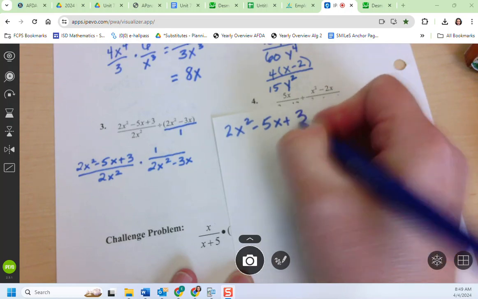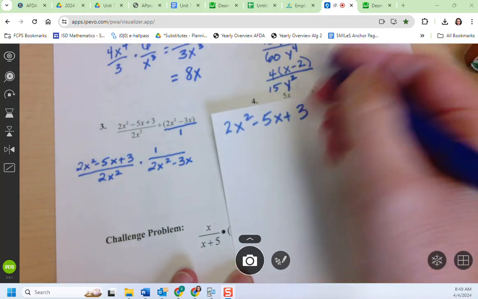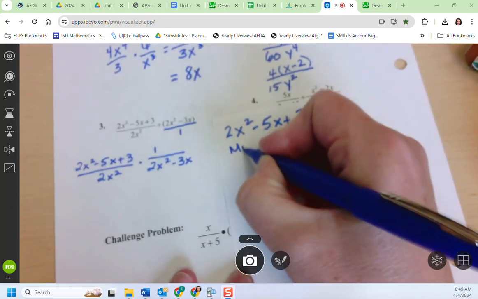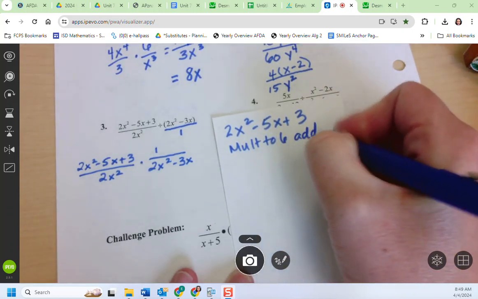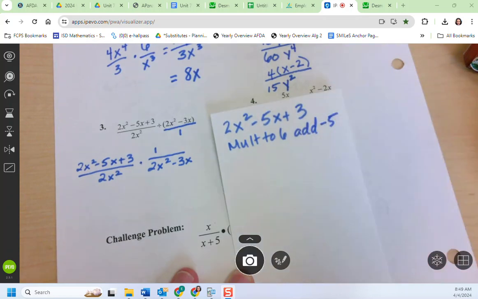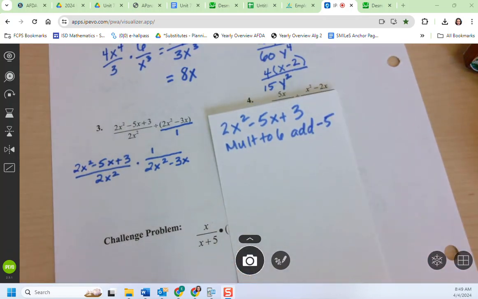All right. So this time when we find the numbers that multiply to 6 and add to negative 5, we can't factor right away. We have to do an extra step. What are the numbers that multiply to 6 and add to negative 5? It's going to have to be a negative times a negative, right? Negative 3 and negative 2, yeah.